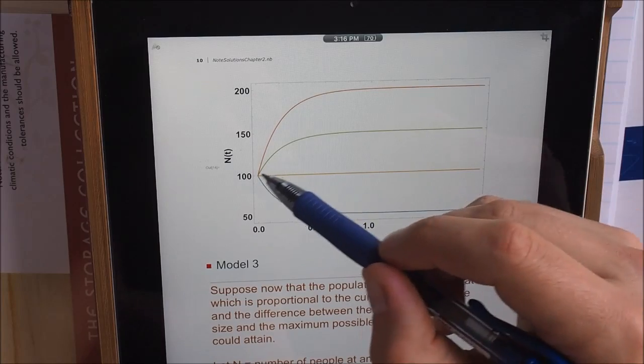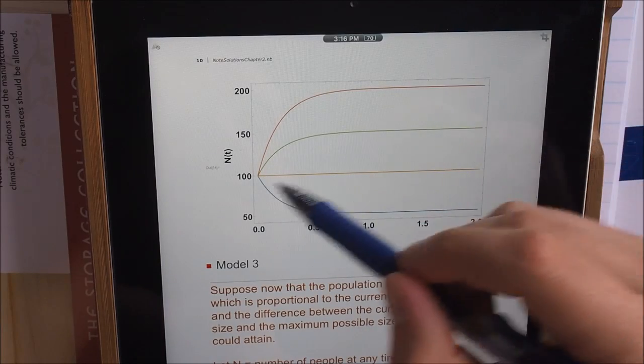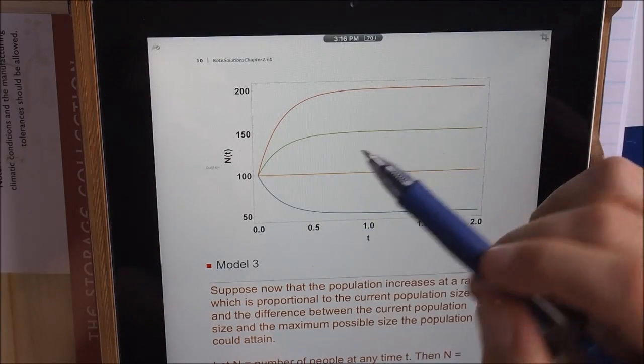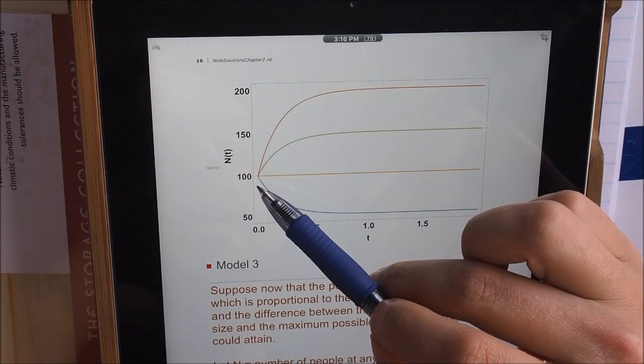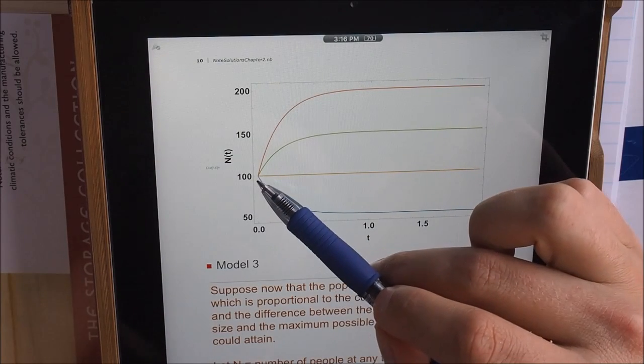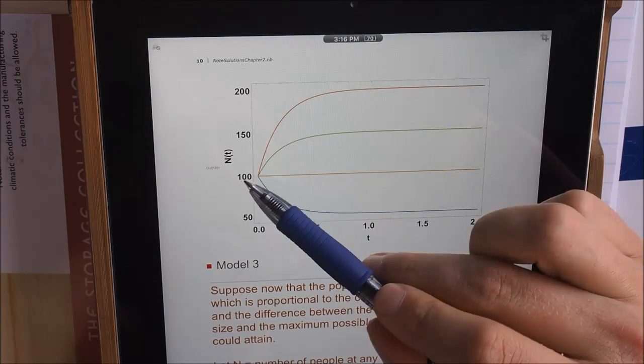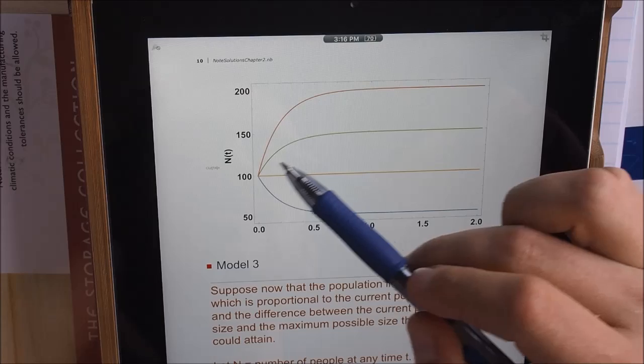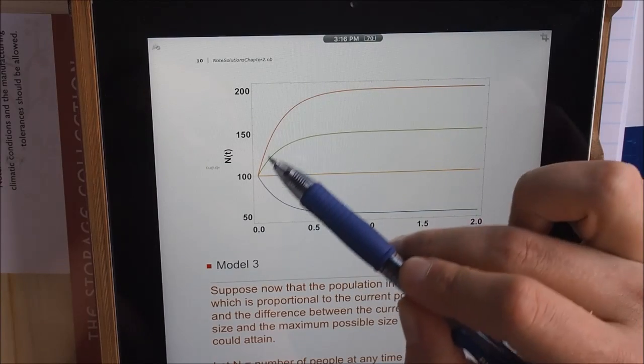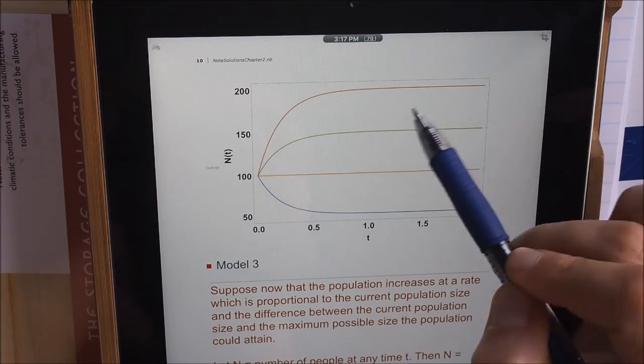An increasing rate will be this kind of exponential-like curve that we saw before. So the population initially at size 100 increases towards the carrying capacity of 150, and it flattens out as we see. And similarly for the red line, if the carrying capacity is 200, it'll increase at a bigger rate, so it'll increase faster and reach the carrying capacity.